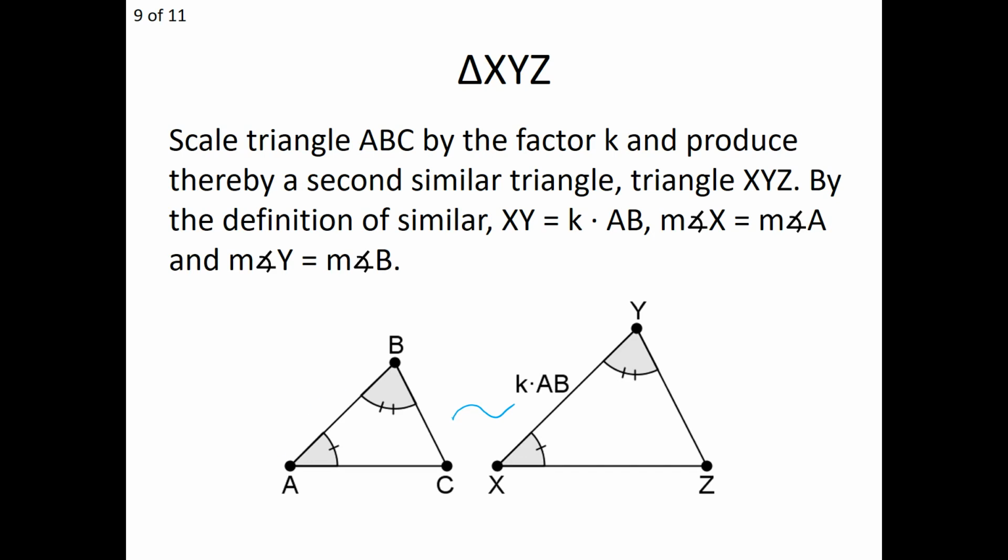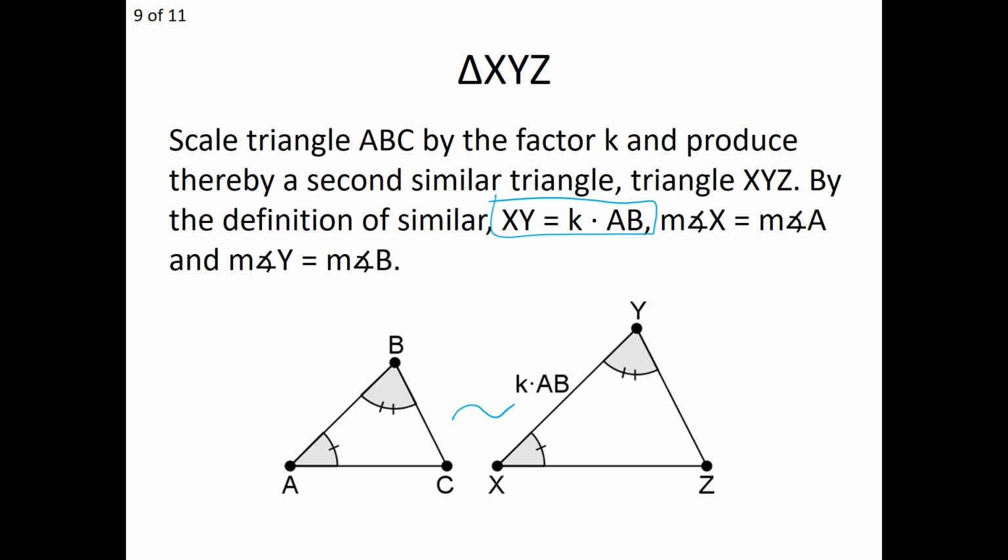This is some sort of value to it, and we multiplied that side AB by the scale factor K, which then produces this side length XY. So a critical statement is right here in the middle of the sentence above. XY is equal to K times AB.